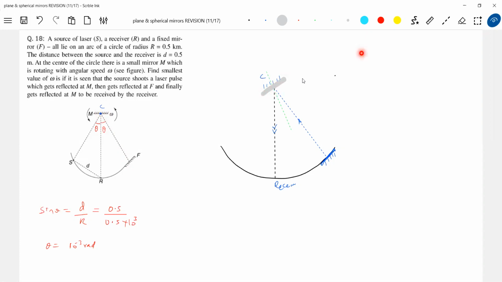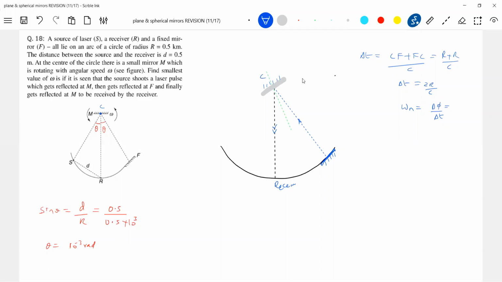So we know the time. What is the time? Time of traverse should be equal to the distance, CF plus FC, by the speed of light. This should be R plus R by c, that is 2R by c. Then what should be the angular velocity of the mirror? It should be equal to delta theta by delta t. How to calculate delta theta? I should rotate it through a small angle.